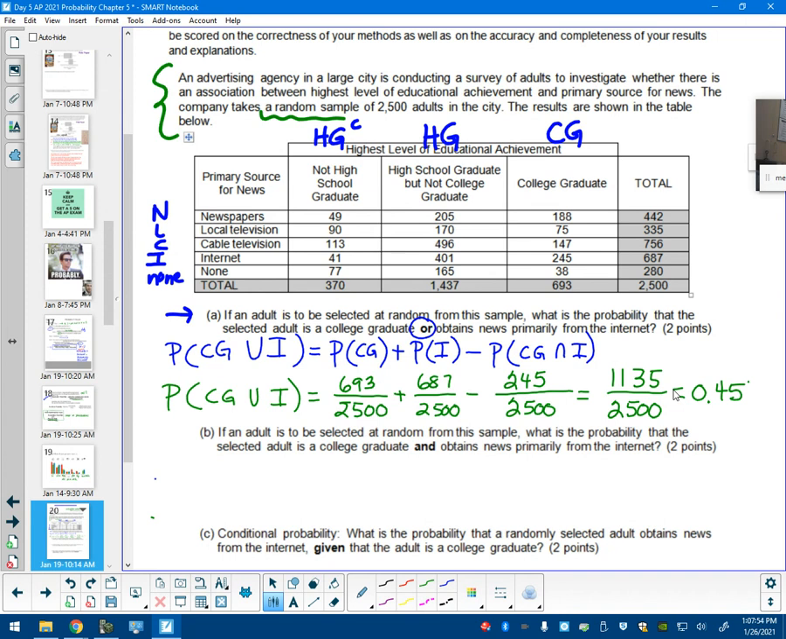0.454. Yep. Now, it doesn't say how many decimals to use. On the AP test, if there's only a few decimals, like 3, 4, or 5 decimals, especially when you're doing probability, just give them all the decimals.